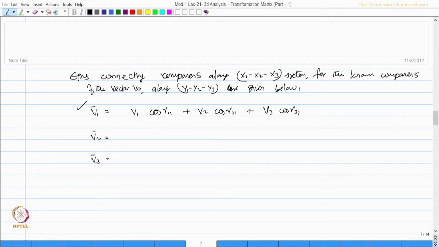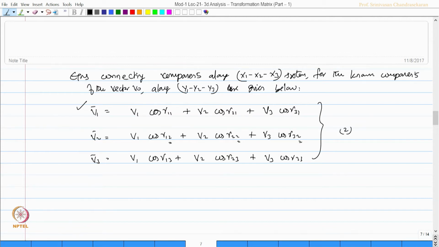Similarly, with reference to x 2 axis I can still write V 1 cos gamma 1 2 plus V 2 cos gamma 2 2 plus V 3 cos gamma 3 2, because these are all with reference to axis 2, that is x 2. Similarly, with reference to axis x 3, V 1 cos gamma 1 3, 2 3 and 3 3. I call this as equation set 2.